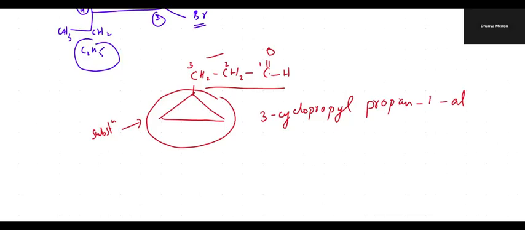Moving on further with ketones. It is RCOR dash. This is the structure where R and R dash are the alkyl groups, can be same or different, and the suffix we use is O.